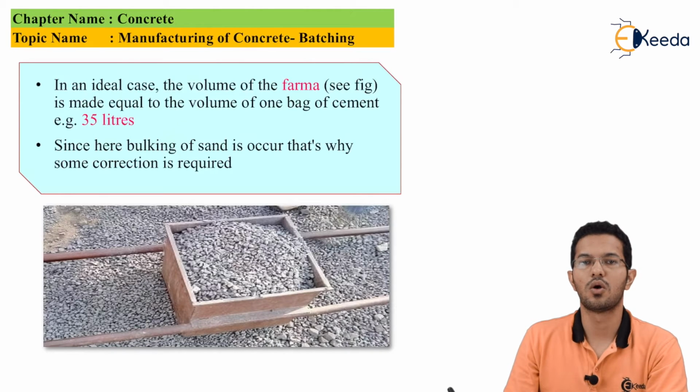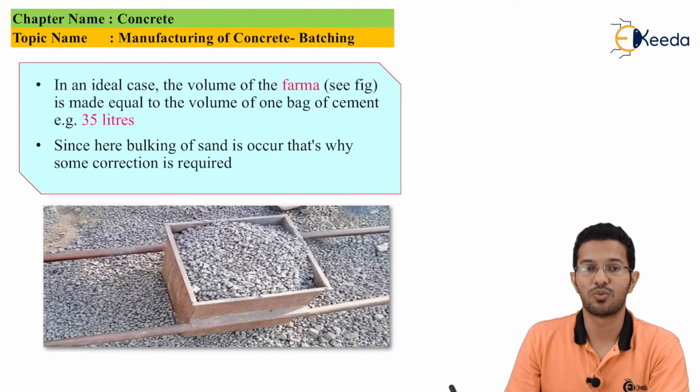To make a 1:1:2 ratio concrete mix according to volume batching, one should take one bag of cement, which is 35 liters, one gauge box of fine aggregate, which is 35 liters, and two gauge boxes of coarse aggregate, which is 70 liters. If the water cement ratio is 0.5, then half of the volume of cement, which is 25 liters of water, should be taken.